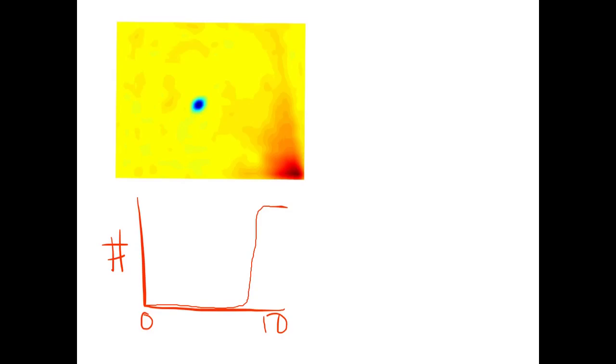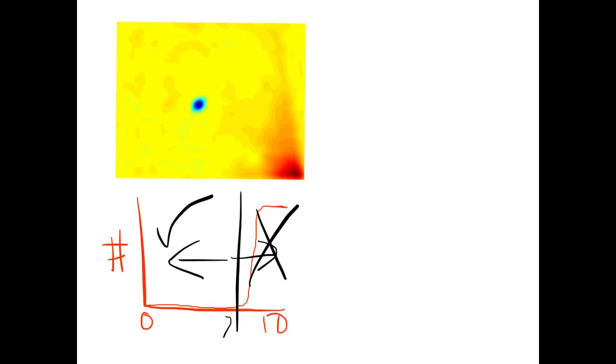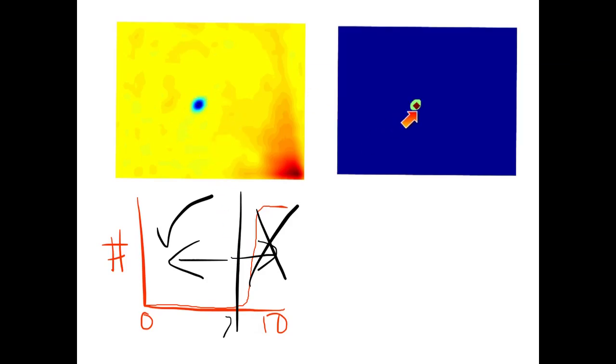And so what we can then do is just threshold this. Let's take every value above this line, maybe around, let's say that's 7, and get rid of those, and every value below that we'll keep. So using the histogram, we can get a little bit more rigorous way of thresholding. And if we apply that to what we've done here, what we get is this.